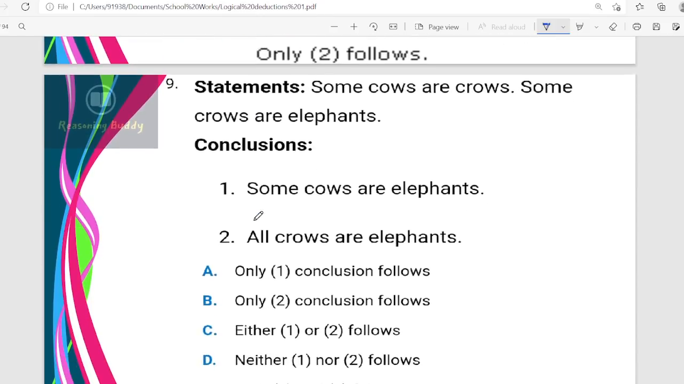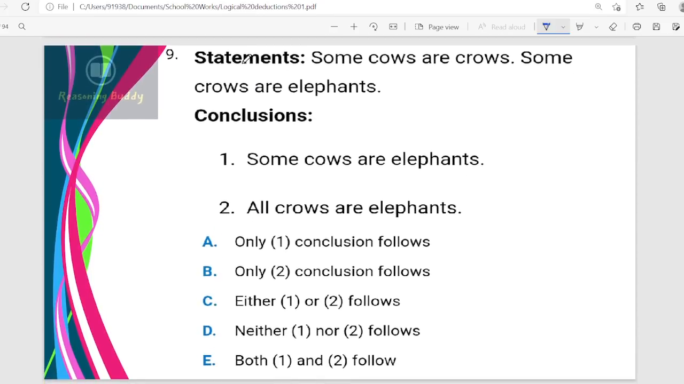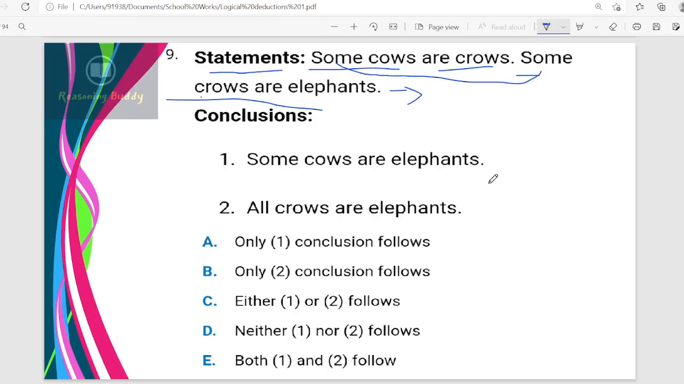Next, statements. Some cows are crows, some crows are elephants. So here the conclusion does not follow according to rule number 4, because there are two particulars.